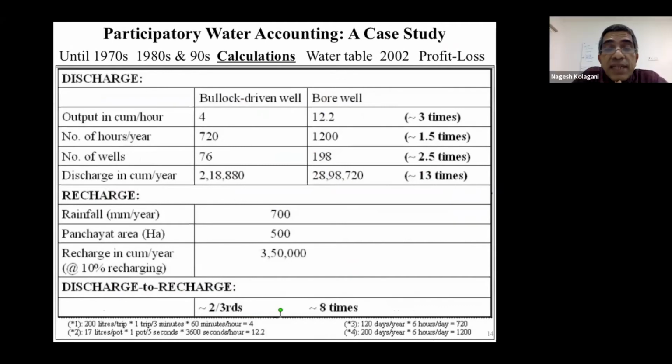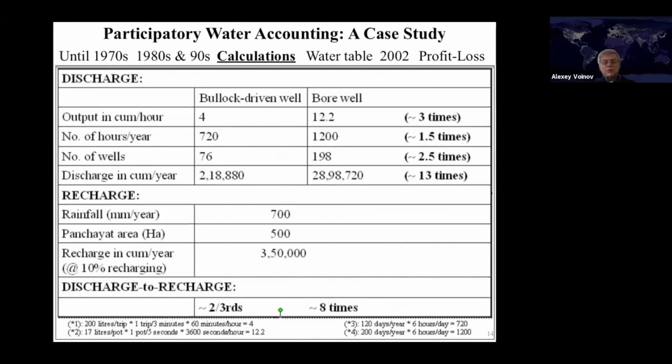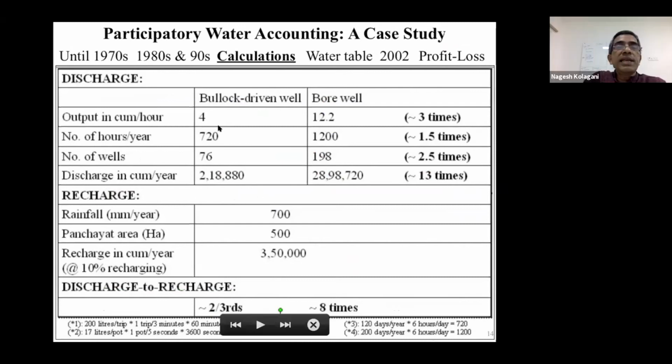Say again, please, Alexei. Discharge in cubic meters per year, 2,18,880. What is this? Okay. So how, basically, do you read this number?